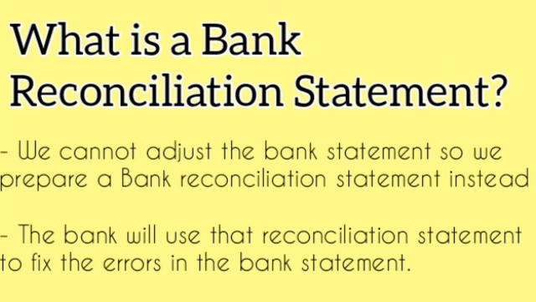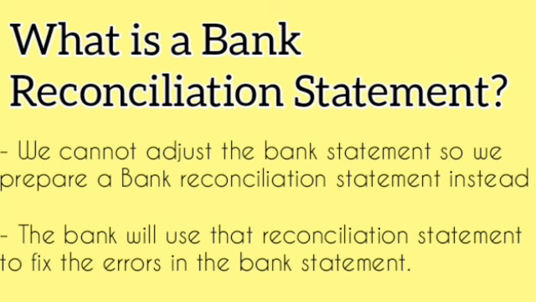Hence, most questions will have you start by correcting the cash journals because the cash journals are still in your control. And once you are sure that your cash journals are correct, meaning you are 100% sure that the mistake is not on your side, it means that the mistake is on the bank's side. It means that they are the ones who have to correct it.